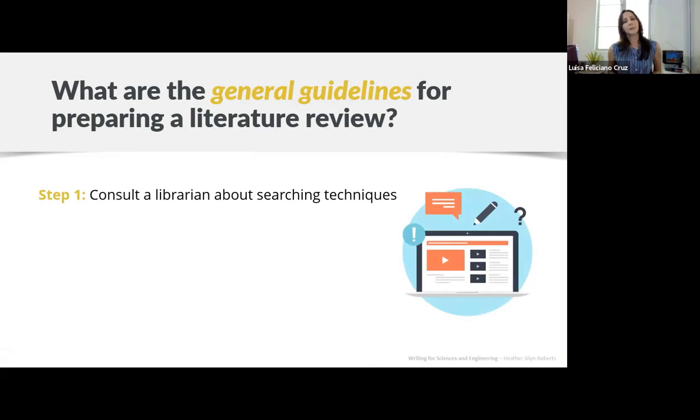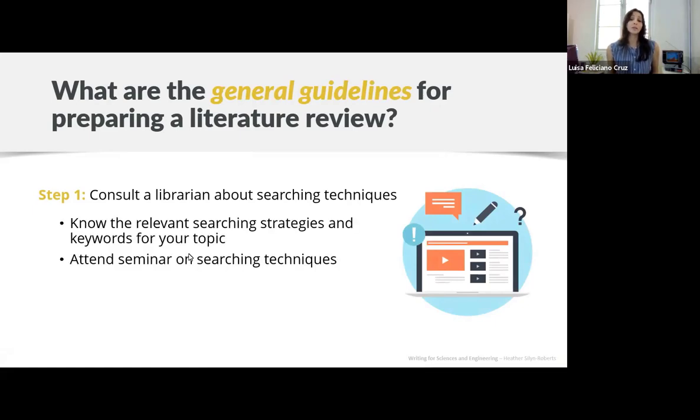So there are 8 steps to develop a good literature review. The first one, and it might seem a bit obvious, is to consult your library about searching techniques. So you should know which are the keywords in your area of study, so it's going to be easier for you to find the information that you need.